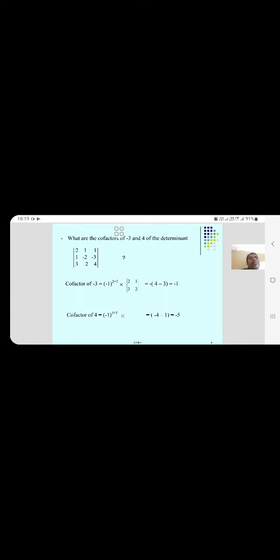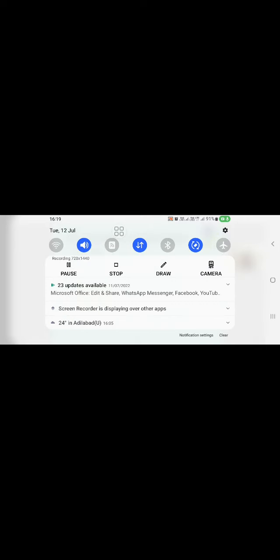The minor is the determinant of 2, 1, 1, minus 2, so that equals minus 4 minus 1, which is equal to minus 5.